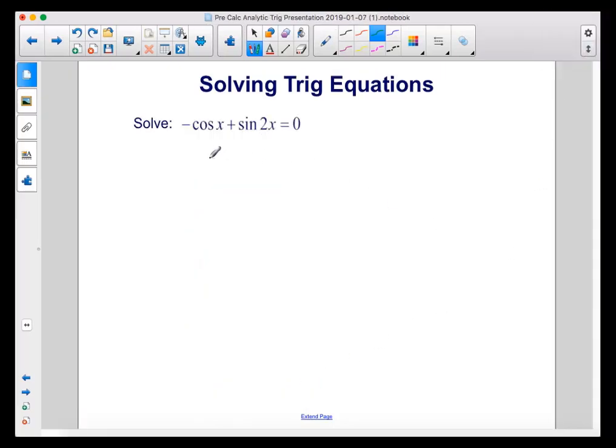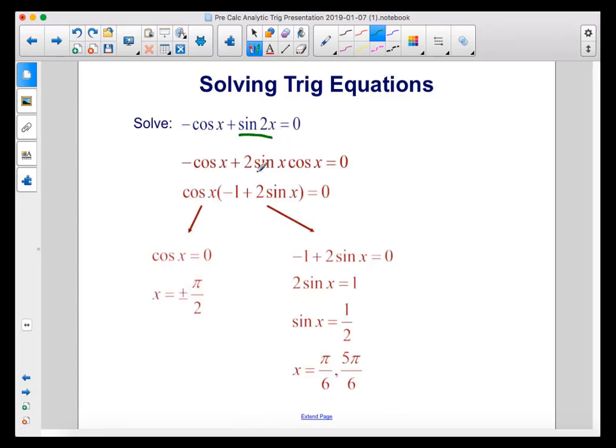Solve. Negative cosine x plus sine 2x equals 0. First, we replace sine of 2x with 2 sine x cosine x. Then we factor out a cosine x, and we have cosine x times negative 1 plus 2 sine x. Then we set each of these pieces equal to 0. Cosine x equals 0, therefore x equals positive or negative pi over 2. And over here, we have negative 1 plus 2 sine x equals 0, or sine x equals 1/2, giving us x values of pi over 6 and 5 pi over 6.